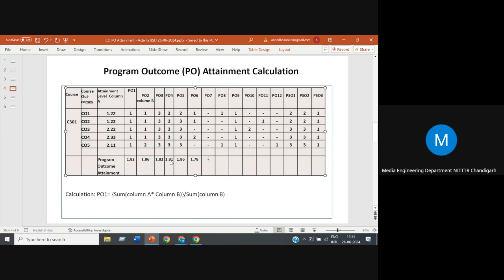Next there will be a dash, because no CO is mapped to this PO. Okay. PO8. 1.67. Yes, sir, 1.67. Next one is the same as the first one. PO9 mapping is the same as PO1, so you can write the same 1.82.